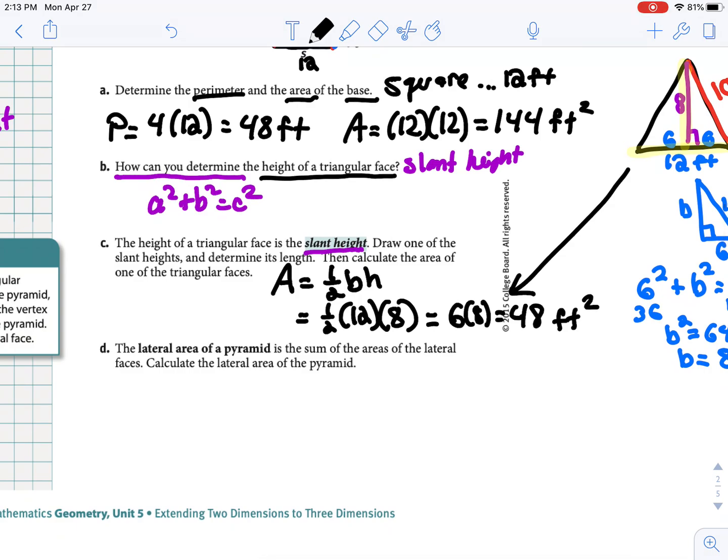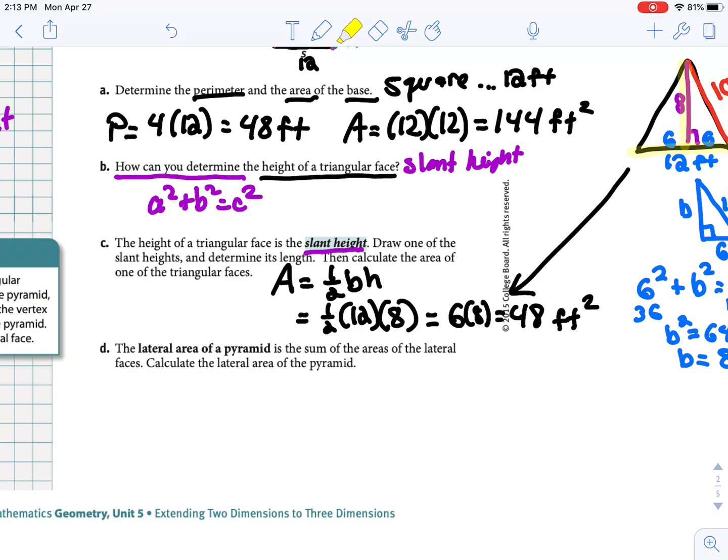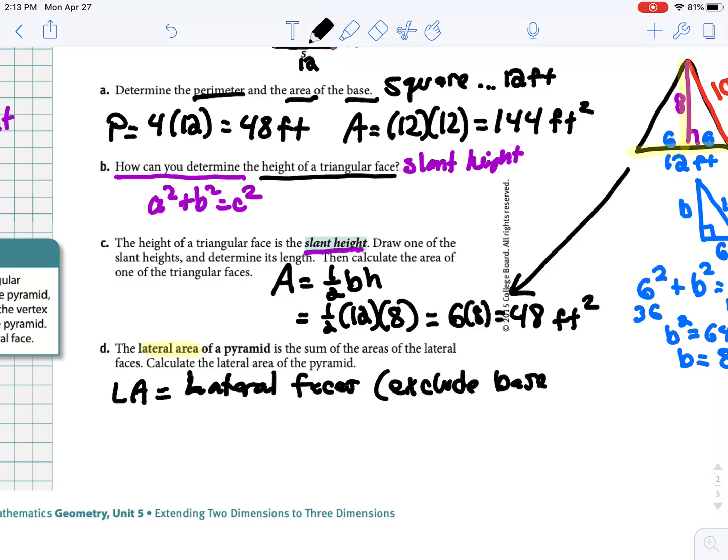Okay? Now, find the lateral area of the pyramid. Remember that in our previous units, we talked about the difference between lateral area and surface area. Lateral area just refers to, let's say, the lateral faces. So in other words, lateral area will exclude the base.